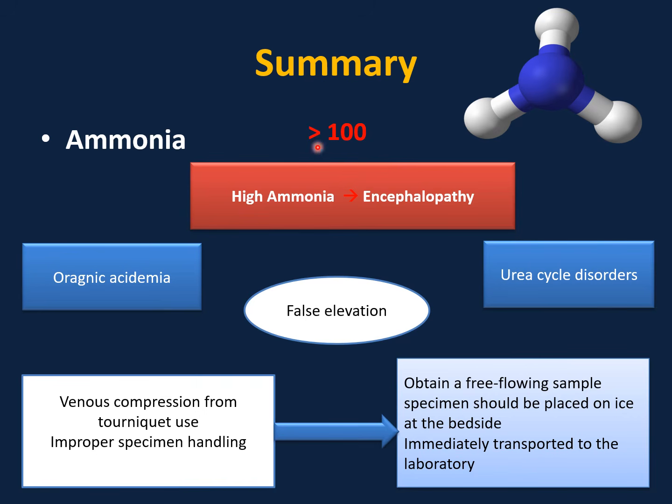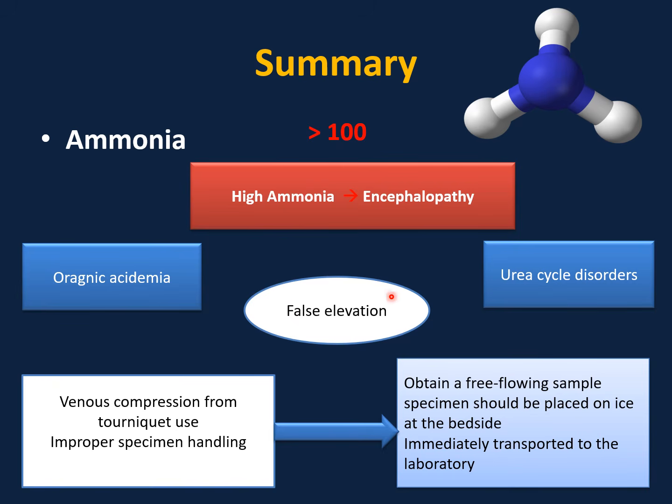Ammonia level more than 100 is dangerous, a high risk of cerebral edema, encephalopathy, herniation of the brain, and death. So it has to be taken seriously. Conditions associated with high ammonia level more than 100: urea cycle disorders, organic acidemia. Urea cycle disorder can be associated with extremely high level of ammonia.